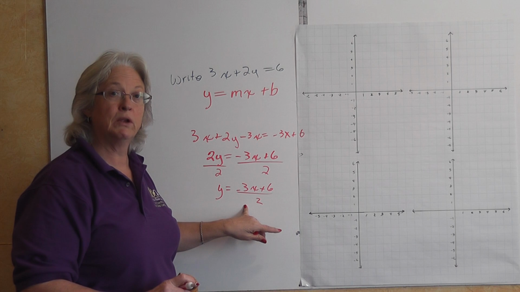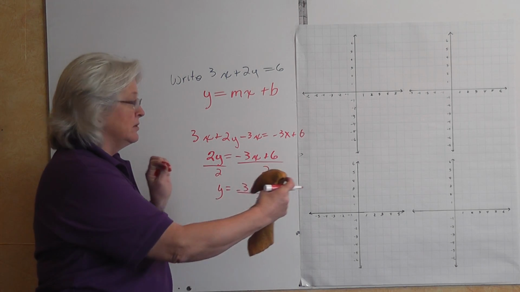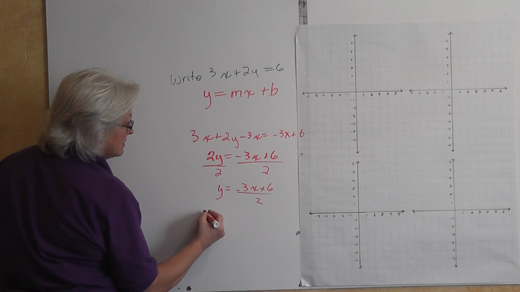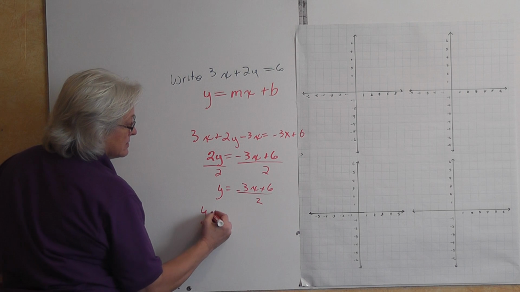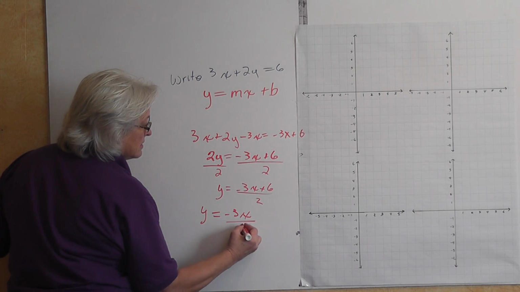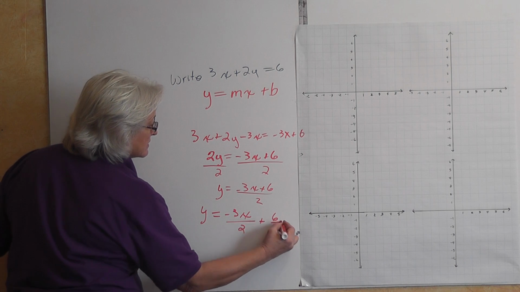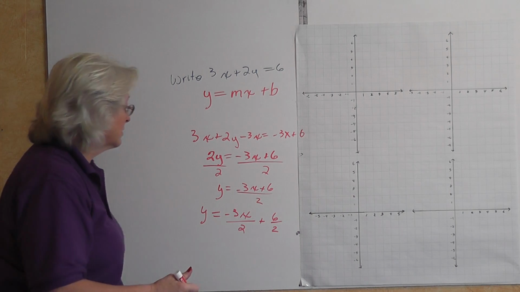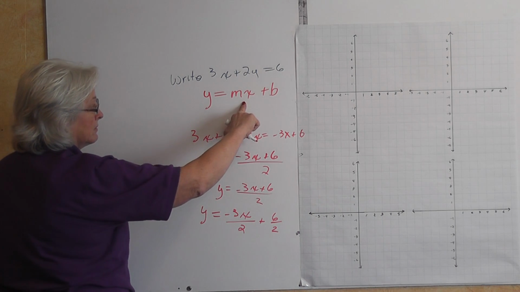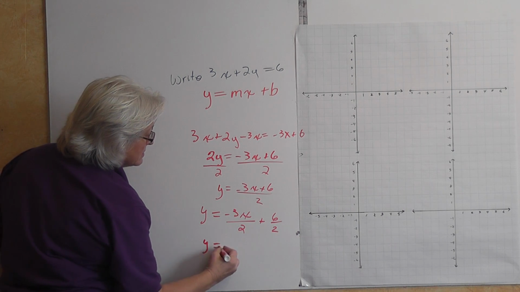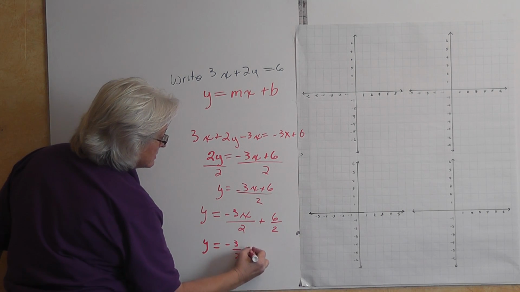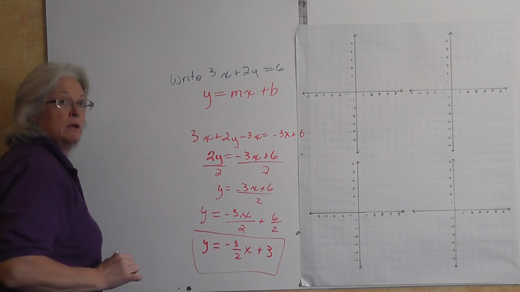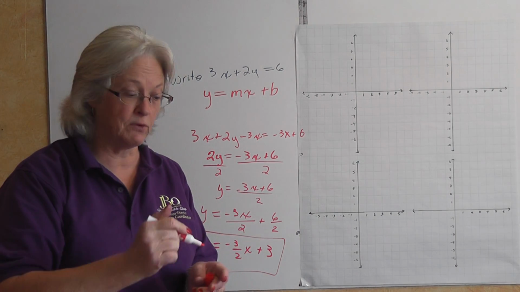Now remember, when you add or subtract fractions, you add and subtract the numerators as long as we have a common denominator. So this can be written as y is equal to negative 3x divided by 2 plus 6 divided by 2. Make sure that you look at that and you understand how the fractions work. Now we have our form. y is equal to negative 3 halves times x plus 3. This right here is our slope-intercept form of the line.